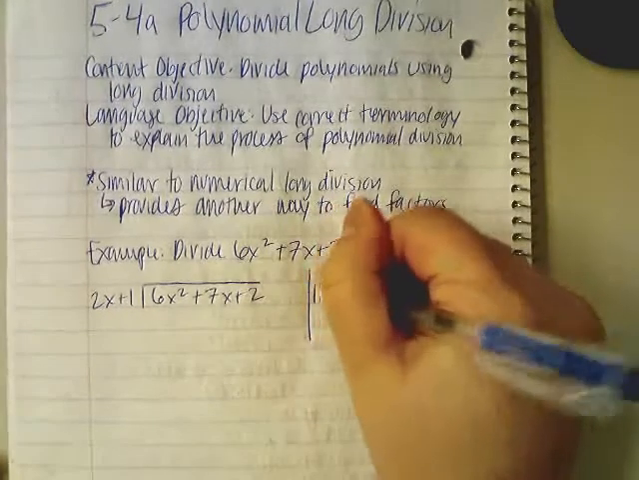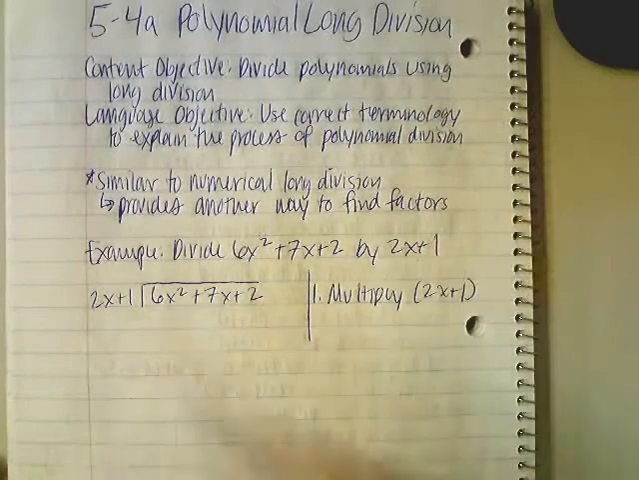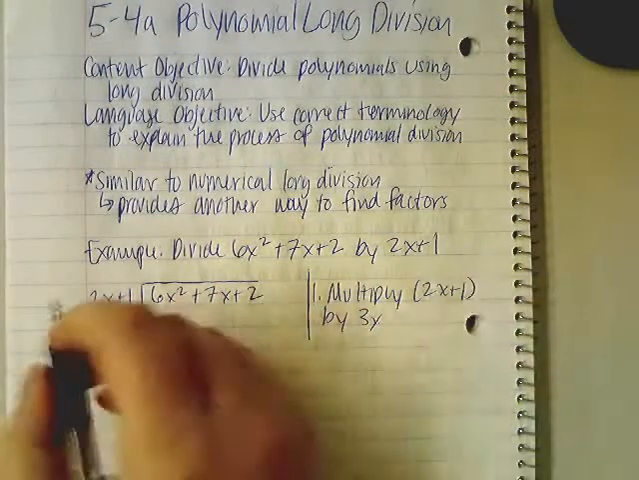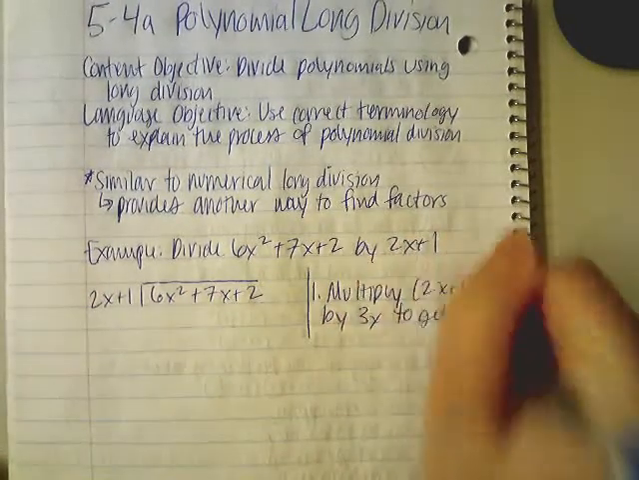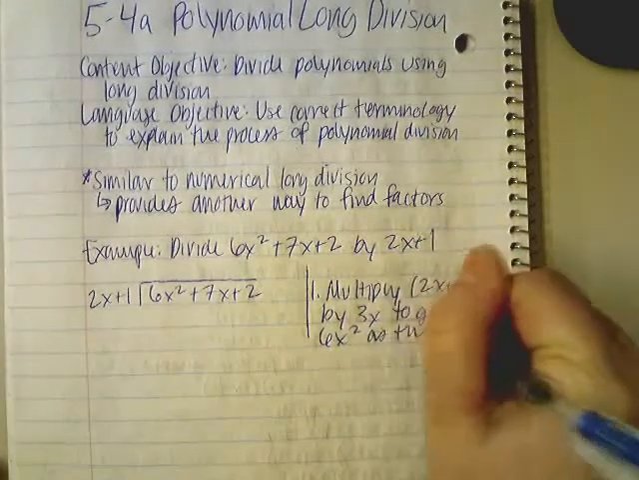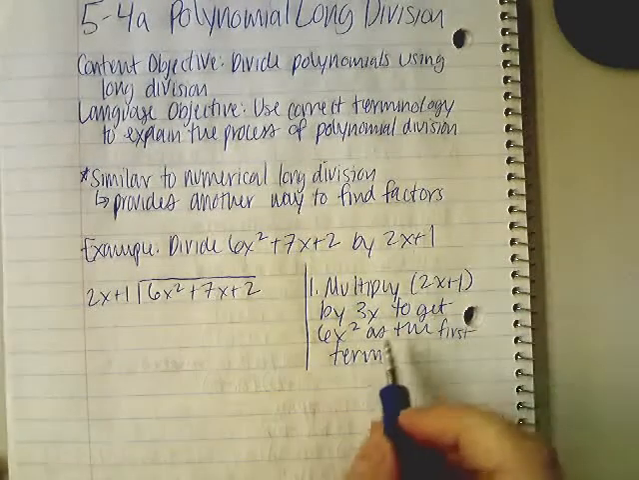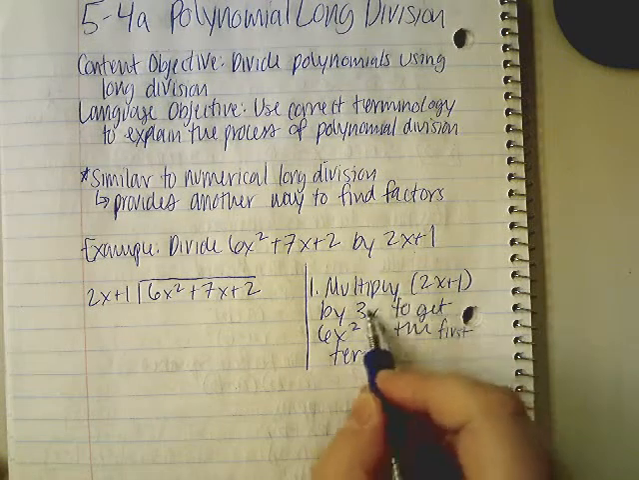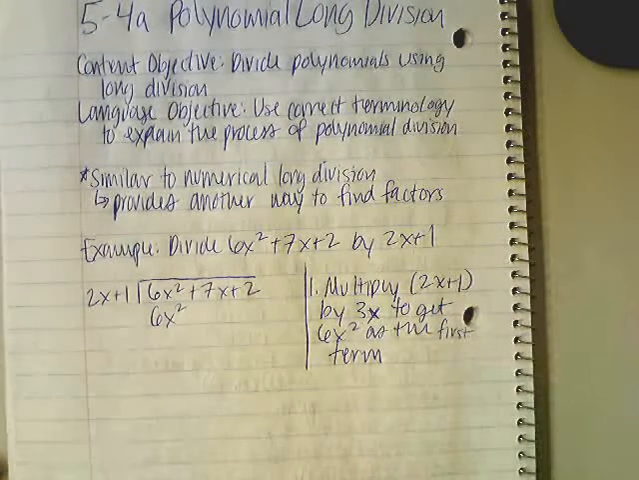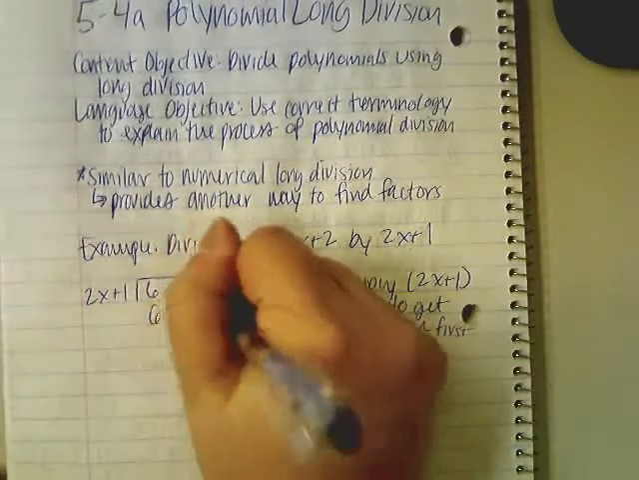So I'm going to multiply the quantity 2x plus 1, so the binomial that I'm dividing by, by 3x, because that will give me 6x squared as the first term. So if you're following along, I'm multiplying this whole quantity by 3x. So if I multiply 2x by 3x, I get 6x squared. But I can't just multiply the first term by 3x. I'm going to multiply this into both parts. So I do 3x times 1, and I get plus 3x.